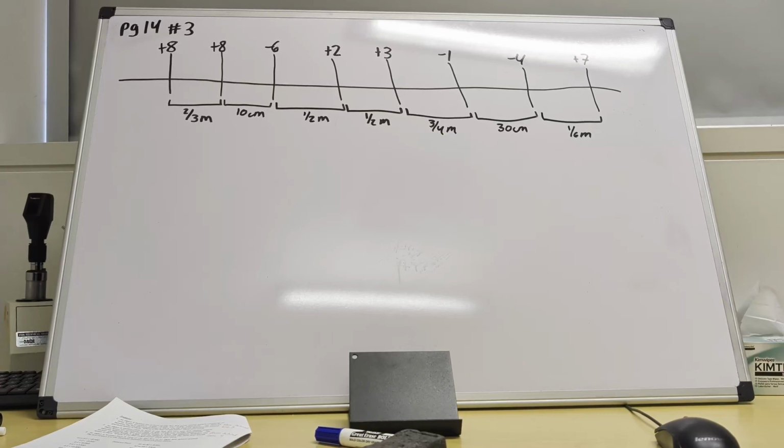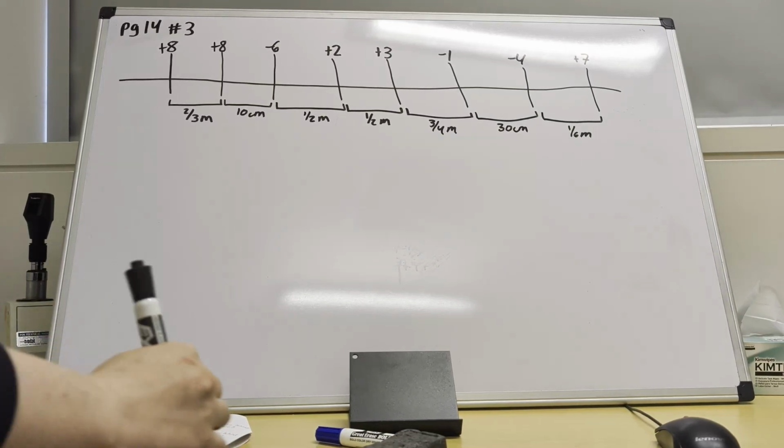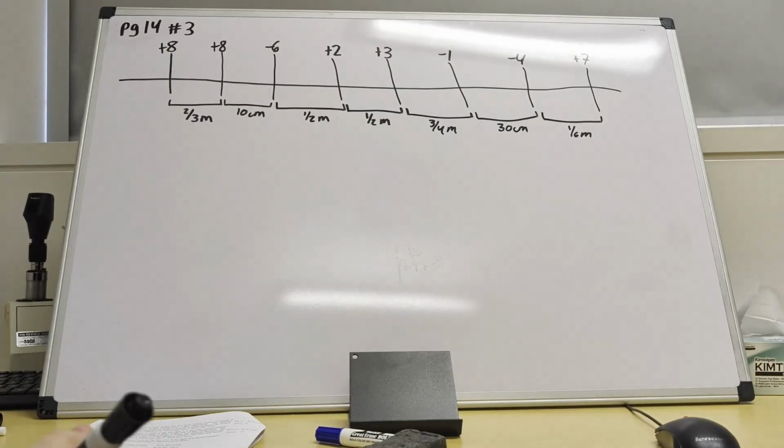All right, so my name is Emily Rouse. I'm a previous orthoptist at the University of Michigan, and I taught the optics chapter. And I was just going to record myself going through the problem on page 13, number 3.